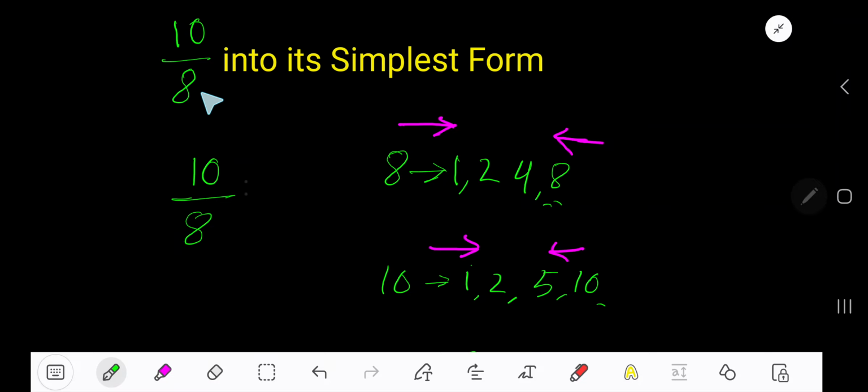10 divided by 8 into its simplest form. That is how to simplify the fraction 10 over 8. Okay, so to simplify this fraction, you need to divide numerator and denominator by the greatest common factor or highest common factor.